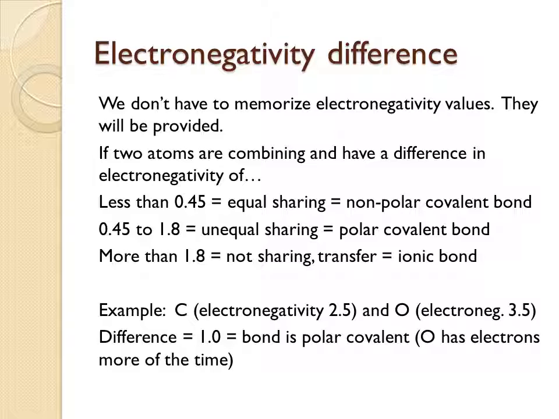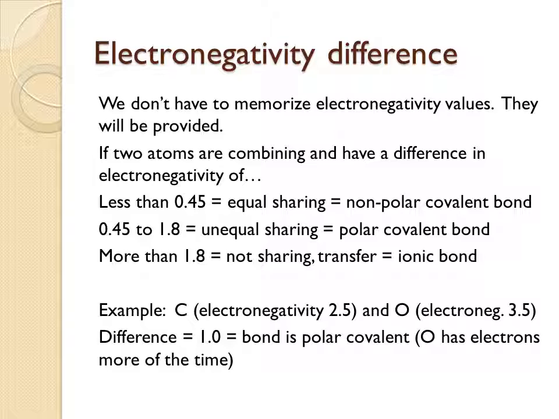If the difference is bigger, then the sharing taking place is unequal. There's a polar covalent bond. One of the atoms is going to be grabbing those electrons more than the other, and there will be a negative side to the bond and a positive side to the bond. So that's why it's polar. And if there is a huge electronegativity difference, meaning more than 1.8, then there's not really sharing taking place at all. One atom will just transfer electrons to the other, and then the atom that has lost the electrons will be positive, the one that has taken the electrons will be negative, and you have an ionic bond.